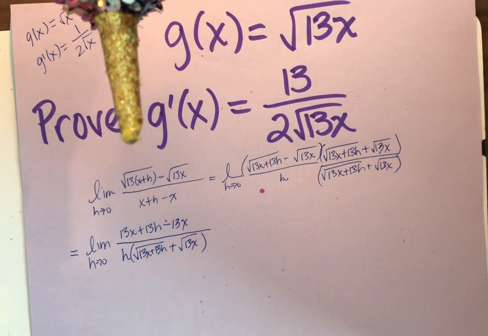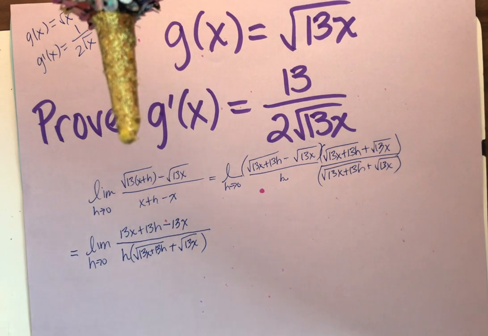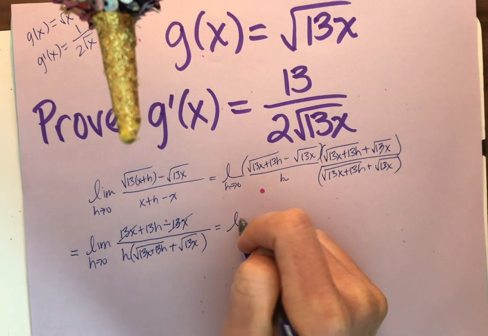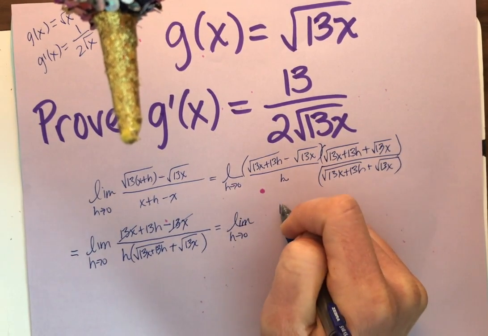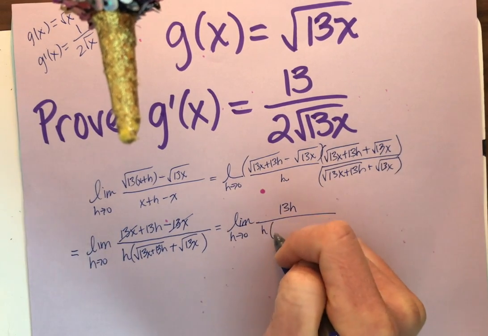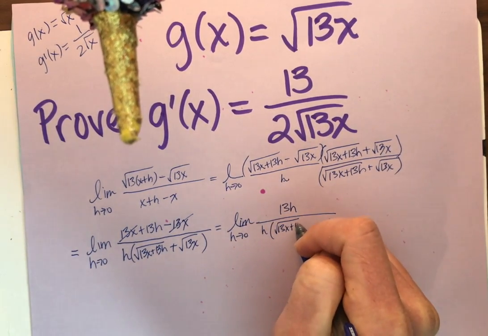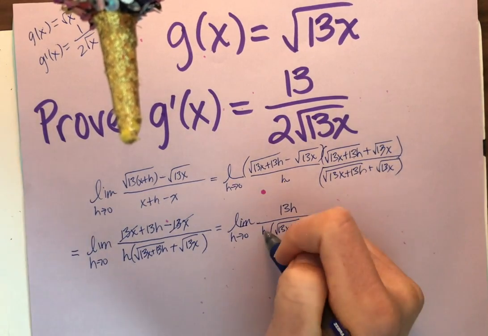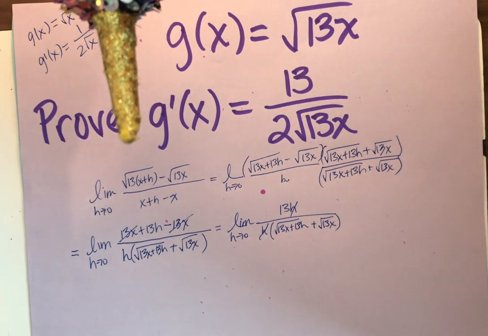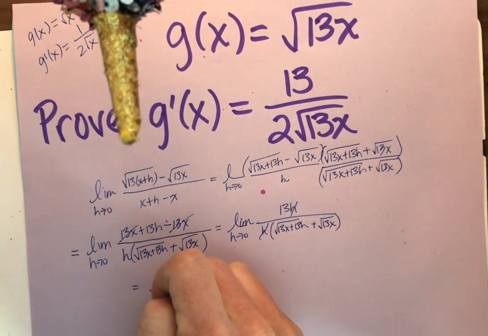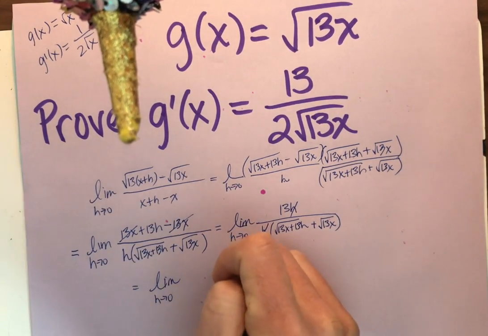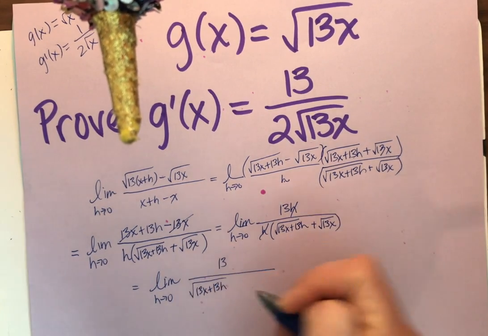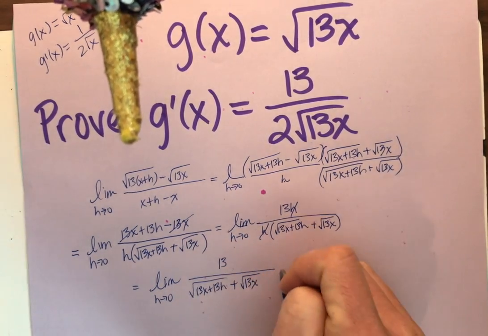Now, we're at a similar point where things are going to start canceling out. 13x minus 13x. So I have the limit as h goes to 0, 13h all over h times the square root of 13x plus 13h plus the square root of 13x. Now, more canceling, right? H on top, h on bottom, that cancels out. So now I'm left with the limit as h goes to 0, 13 all over the square root of 13x plus 13h plus the square root of 13x.